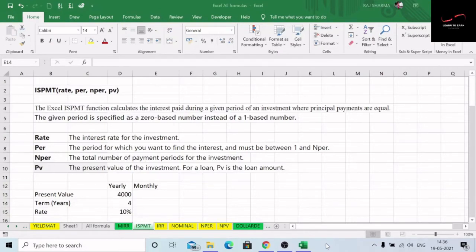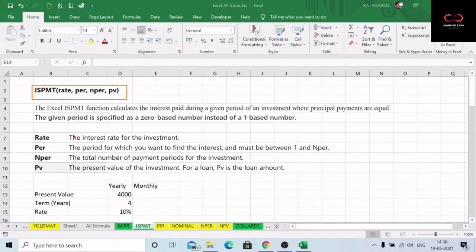This ISPMT function enables us to calculate the interest paid during a given period of an investment or loan where the principal payments are equal. So let us try to understand this formula. The syntax of this formula is ISPMT, and the arguments used are rate, per, nper and pv.